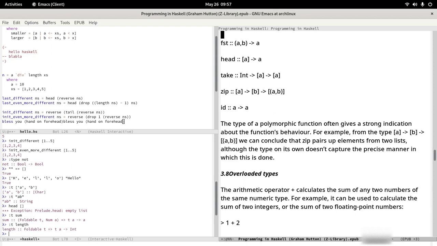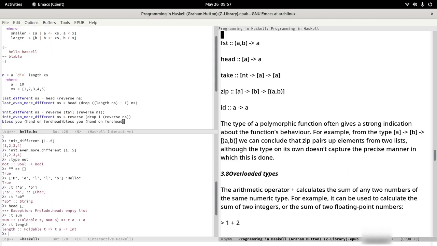The type of a polymorphic function often gives a strong indication about the function's behavior. For example, from the type [a] -> [b] -> [(a, b)], we can conclude that zip pairs up elements from two lists, although the type on its own doesn't capture the precise manner in which this is done.